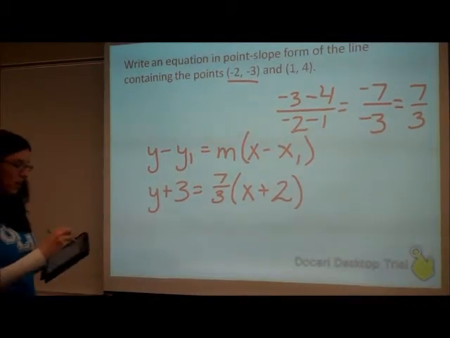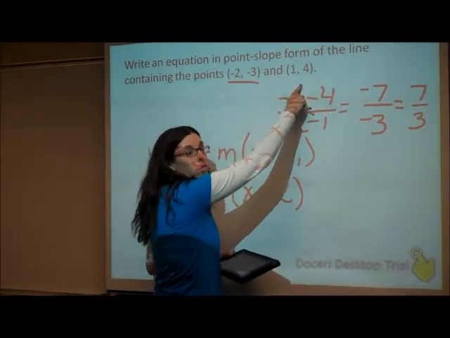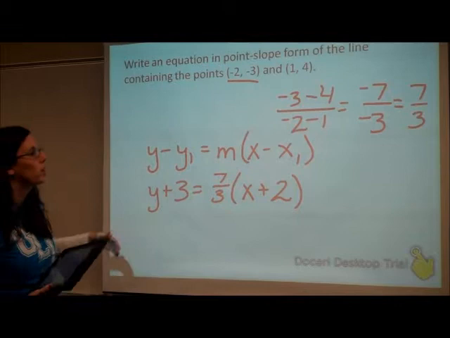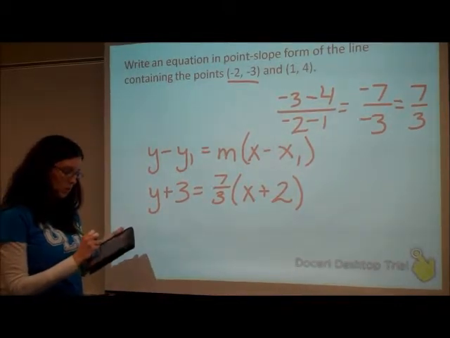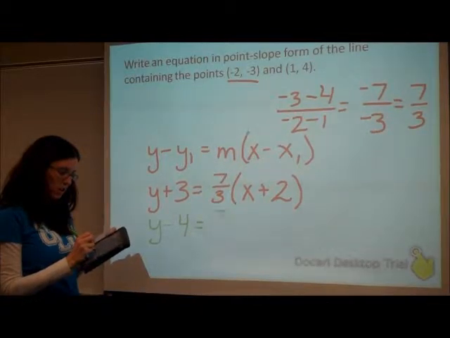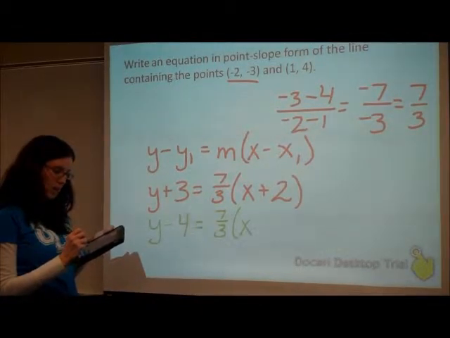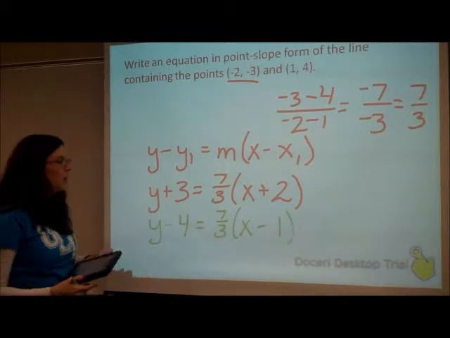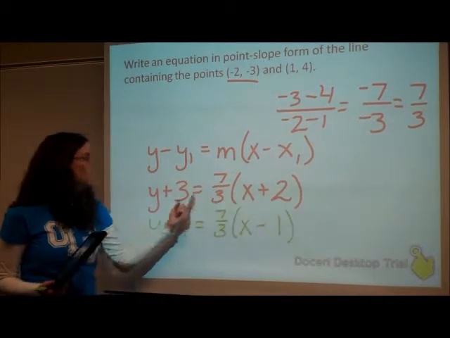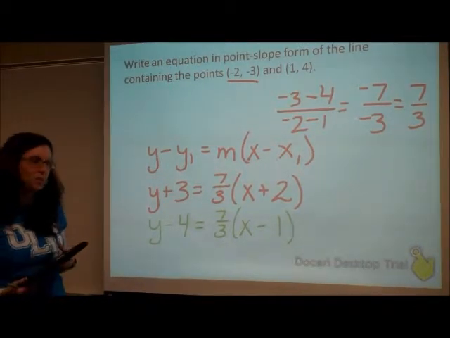Okay? Now, I could also have chosen (1, 4). You do not have to do both. Okay, just choose one of the points. But either one of these would be correct. So this one would be y minus 4 equals 7/3 times x minus 1. Okay? (1, 4) was a point. (-2, -3) was my other point. So either one of these would be correct.